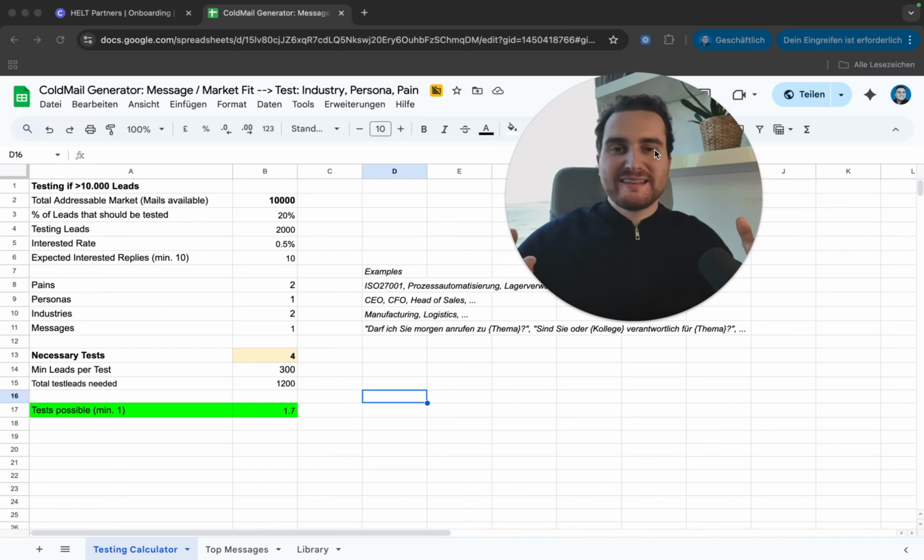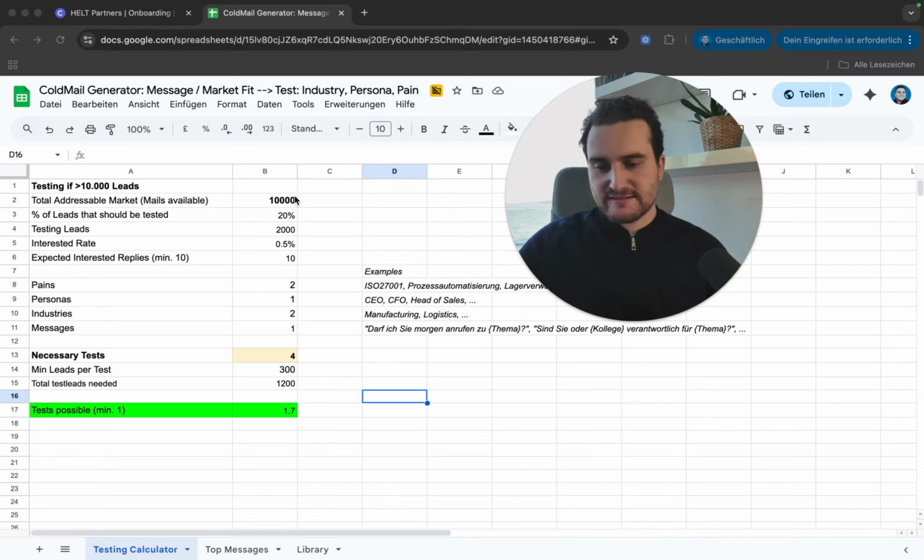We need to A/B test everything. No, stop. That's not possible. You only have a limited amount of A/B tests, and it's highly dependent on the number of leads that you can target. To calculate how many A/B tests you can run, we generated this calculator.